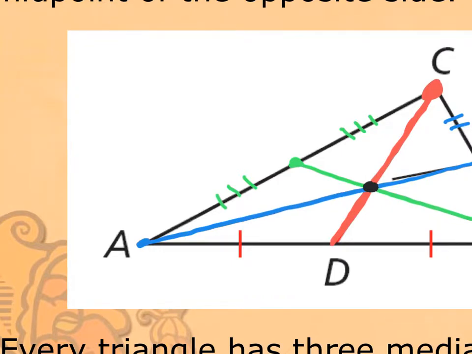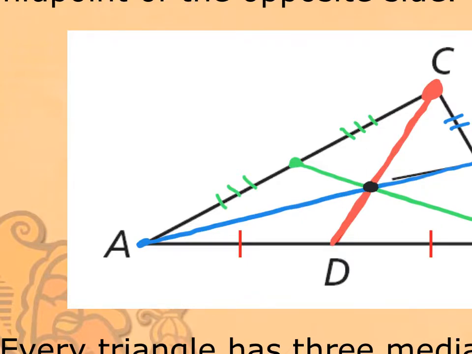Yes, sir? Wait, I'm confused. Is the median like where it's pointing, or the median is like... The median is the line, the red line, the blue line, and the green line. Just like we had perpendicular bisectors that were lines, just like we had angle bisectors that were lines, these are medians that are lines. How are the lines meeting?